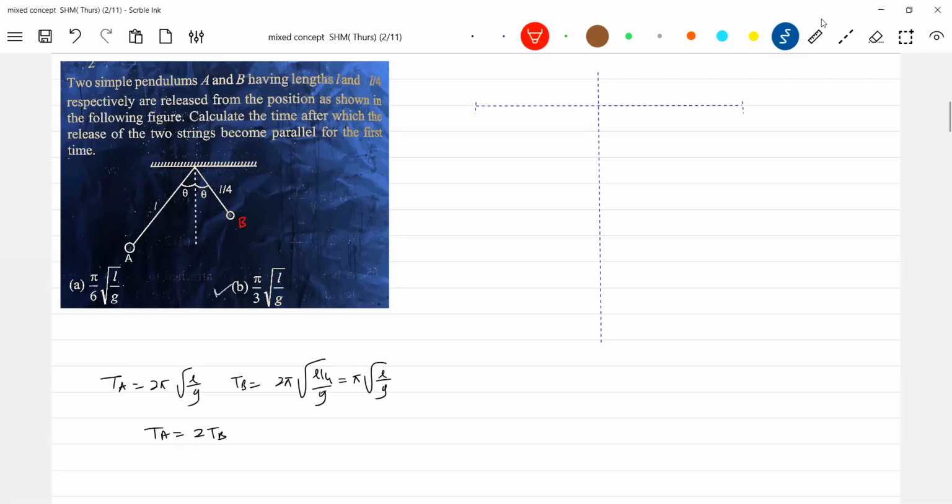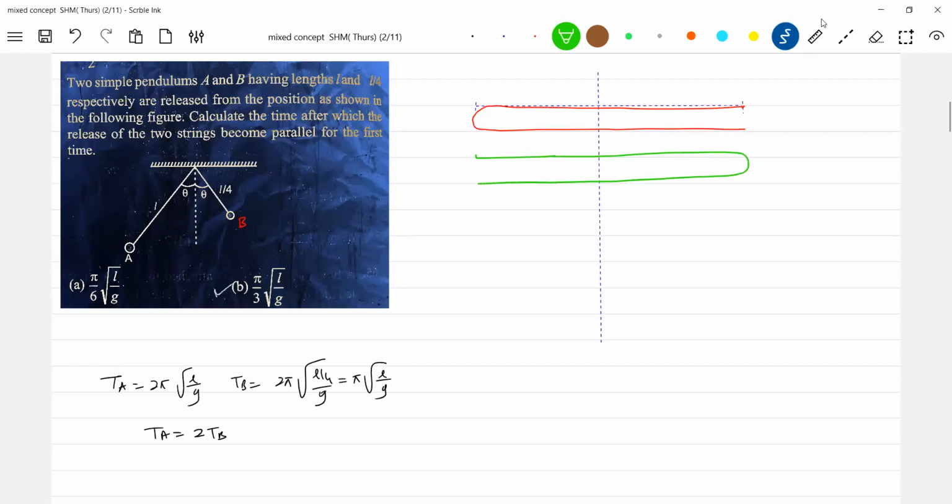So for B, I'll start with the red color. B will go like this and will come. What about A? A will start from here. This is for A. This is for B. Okay, at T equals 0, it is here. Now let's get into the time.